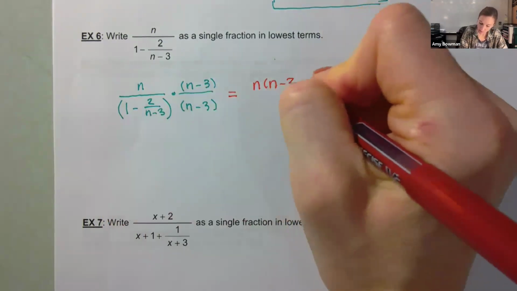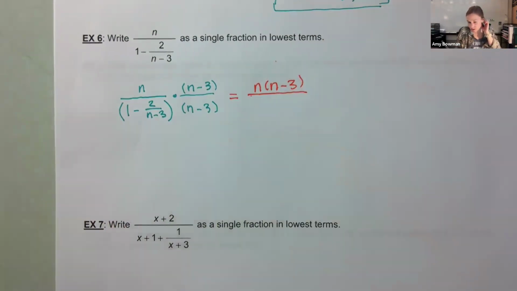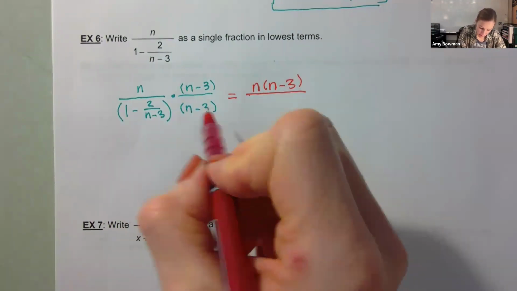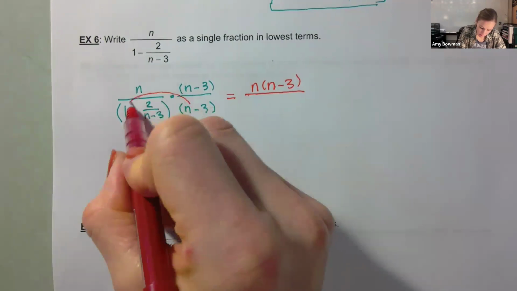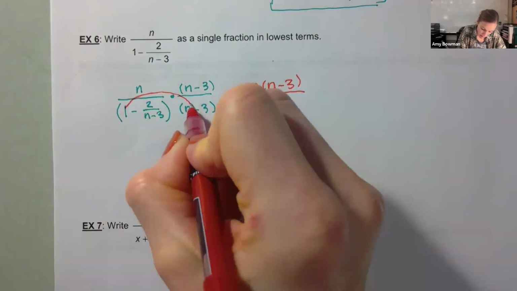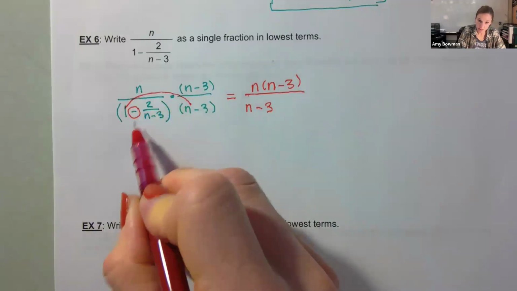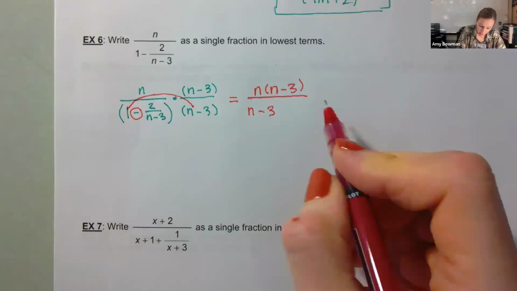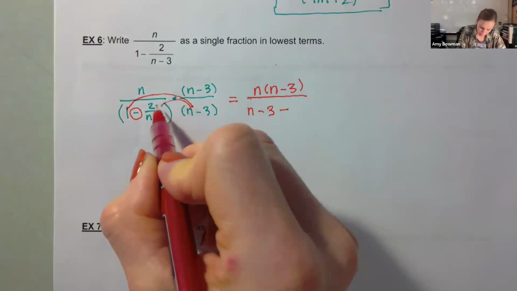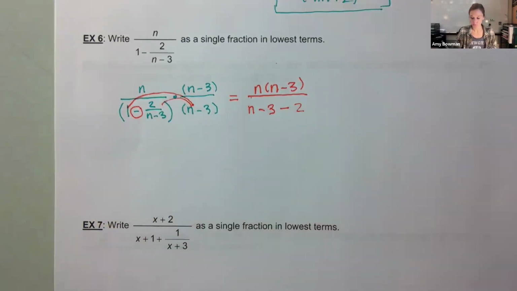You can distribute, but I would hold off on that before seeing how the denominator turns out, seeing if we can factor anything and cancel. When we multiply n minus 3 by the 1, it's just itself, n minus 3. And then when we multiply that by, now this subtraction, again, this is one of those common mistakes I see. Don't forget about that subtraction. So it's n minus 3 minus, and then n minus 3 times 2 over n minus 3. So the n minus 3's cancel, and we just end up with 2.